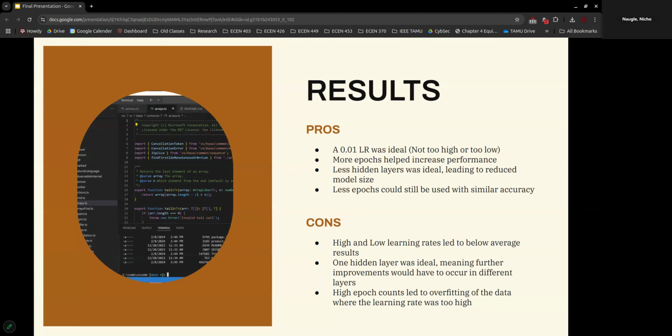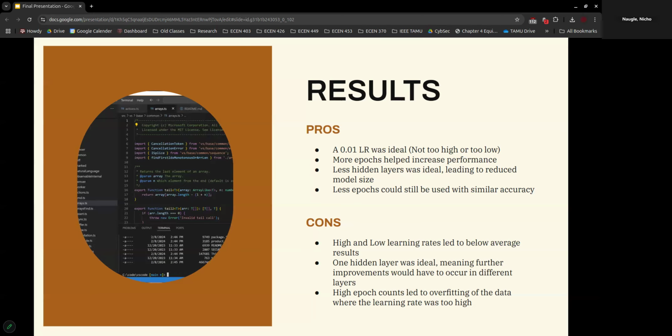When it came to the cons, high and low learning rates led to below average results. We also found that one hidden layer was actually the most ideal, as increasing the hidden layers, although seemingly would increase accuracy, it actually decreased the accuracy. This is also a good thing when it comes to the model size, since fewer hidden layers indicates a smaller model as well as a faster executing model.